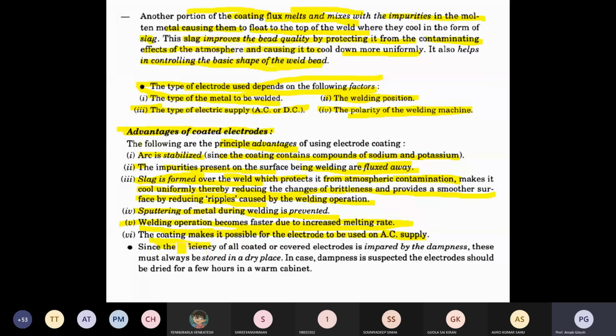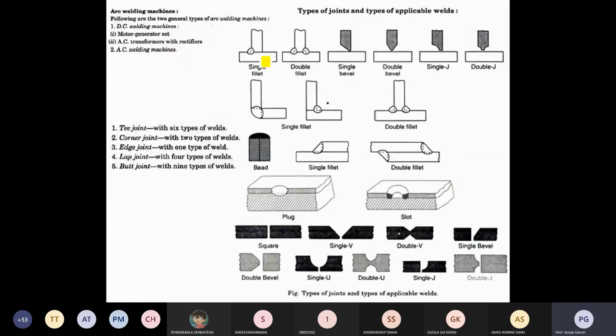Since the efficiency of all coated and covered electrodes is impaired by dampness, these must always be stored in a dry place. In case dampness is suspected, the electrodes should be dried for a few hours in a warm cabinet. After that, it will be taken from the diagram. Here you can see different types of joints.